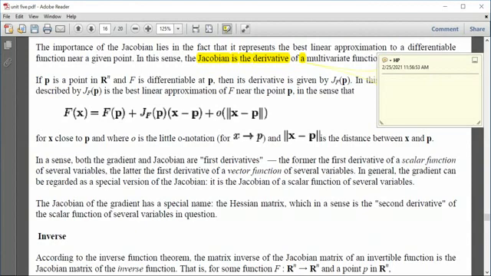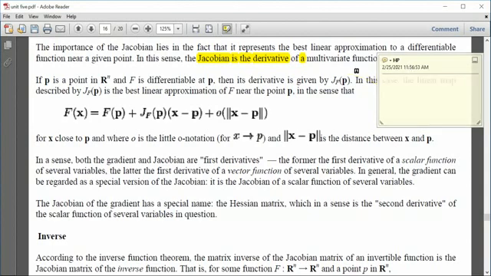If P is a point in R, real numbers, and F is differentiable at point P, then its derivative is given by JF of P. In this case, the linear map described by JFP is the best linear approximation of F near the point P, in the sense that f of x equals f of p plus JF p of x minus p plus little o of the norm of x minus p, that is the distance between p and x, for x close to p.